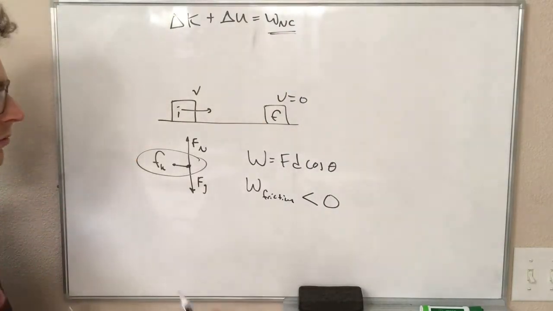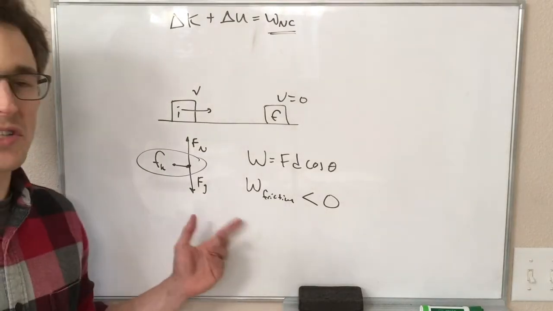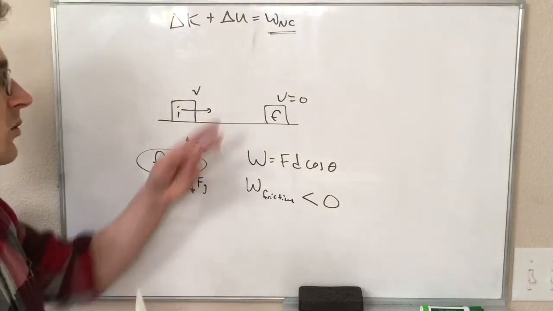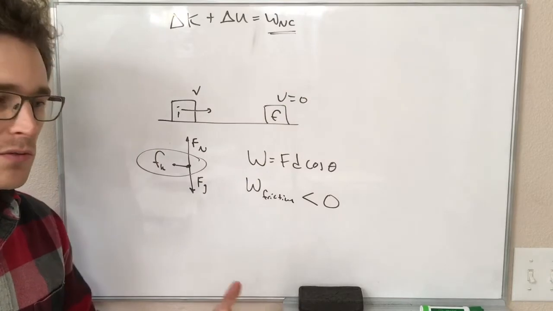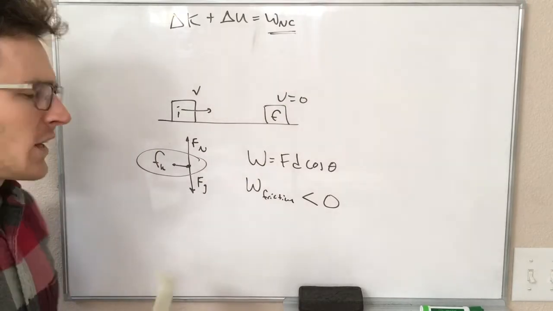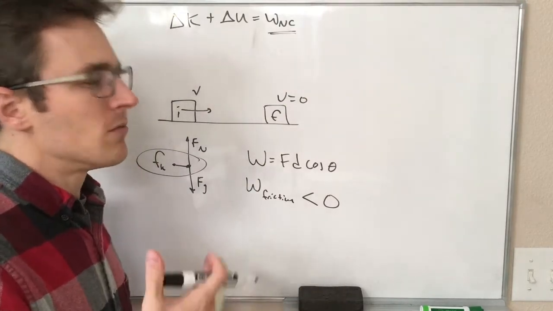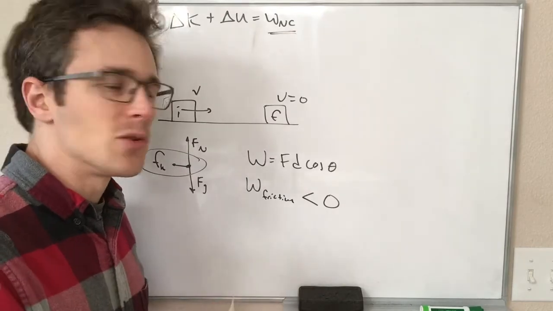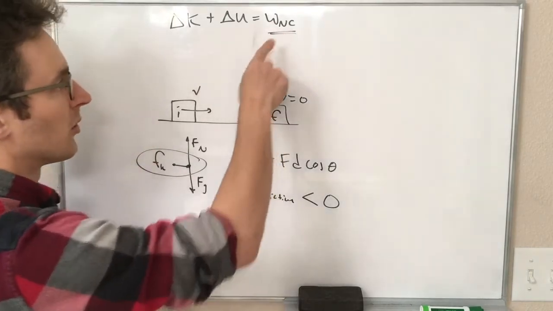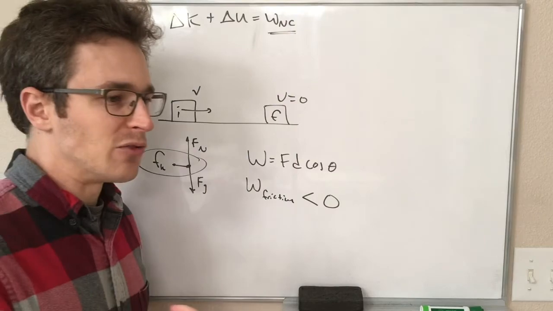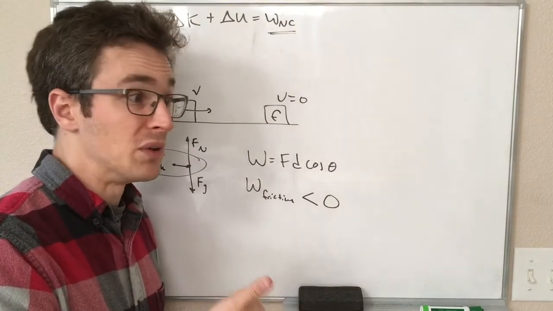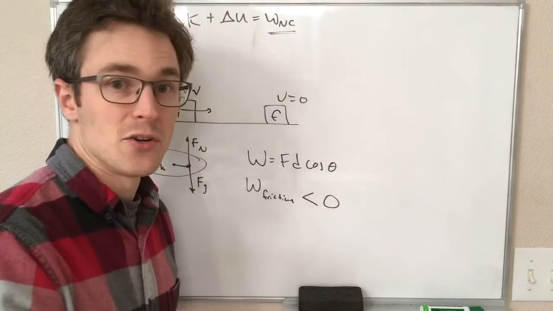So the fact that the work done by friction is negative is important. That's always going to be a negative in this equation. We could have forces that are adding energy to our system, and so therefore we could think of them as a force that doesn't conserve energy because it is adding energy to the system.